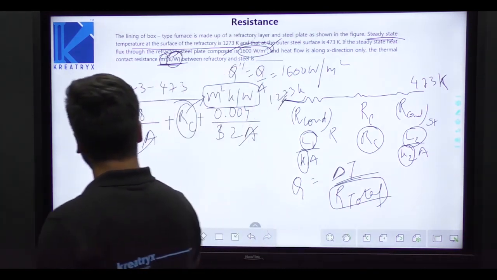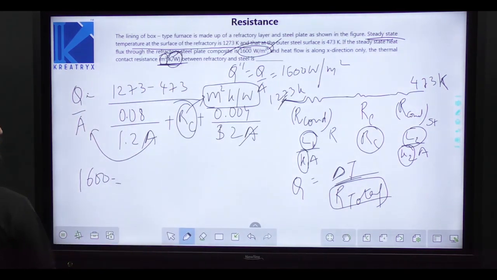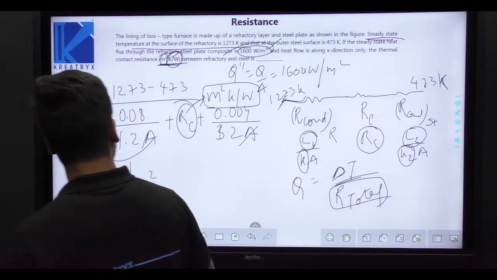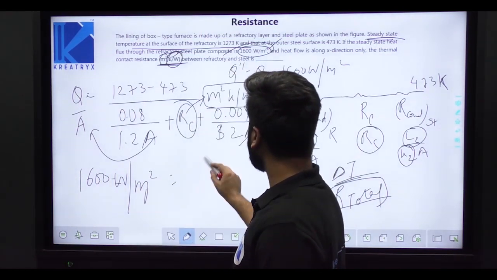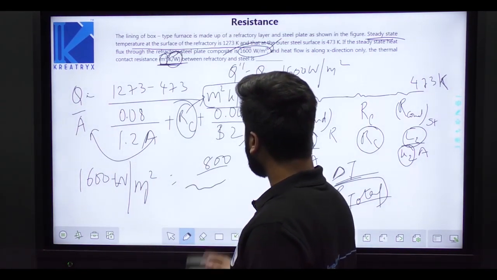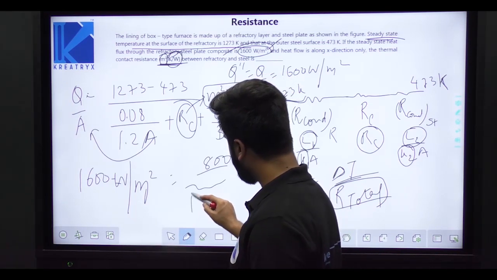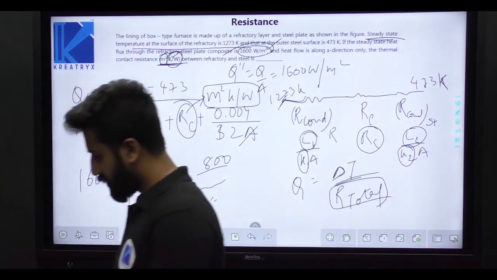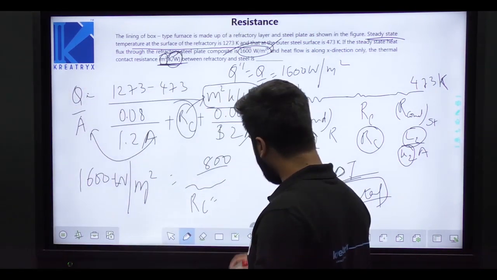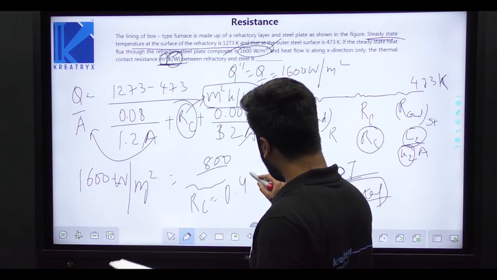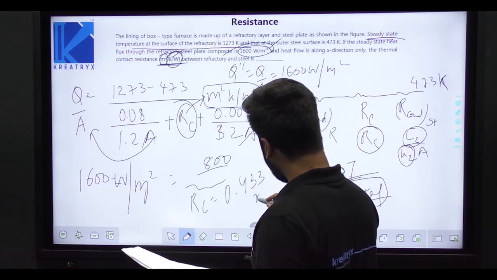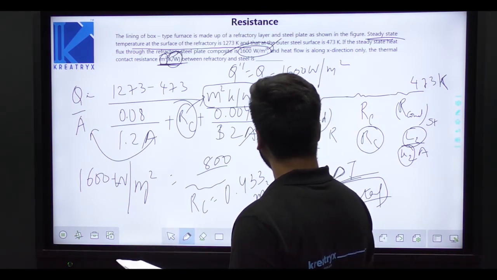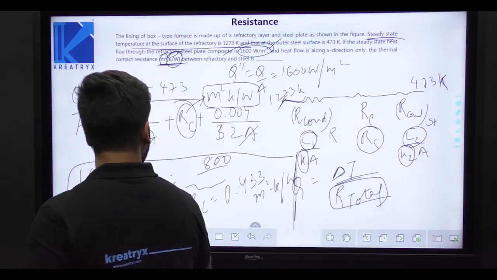Q by A is given to you, 1600 watt per meter square. And 1273 minus 473 will be 800. Solve this, and I guess Rc will be equal to 0.433 meter square Kelvin per watt. This will be the answer.